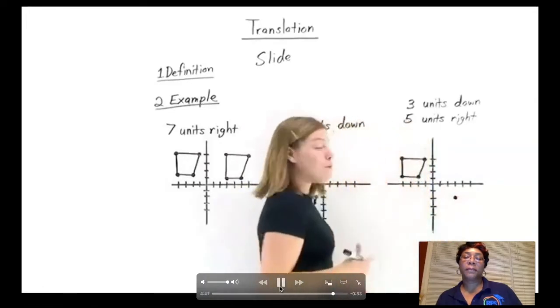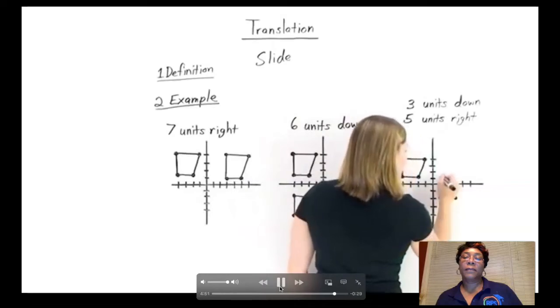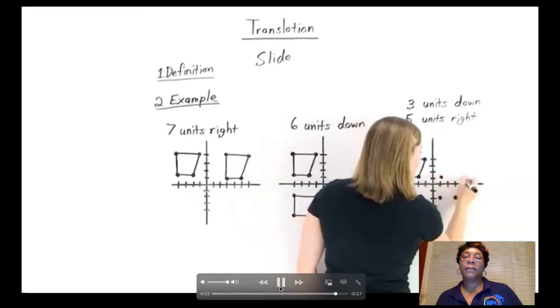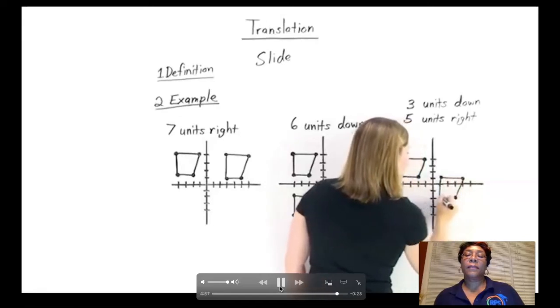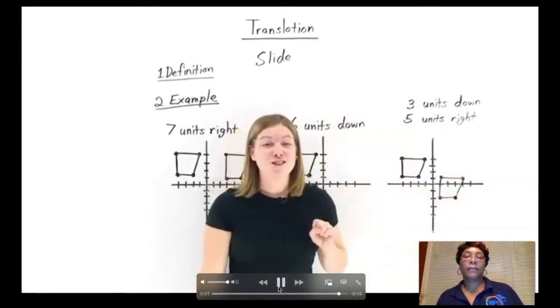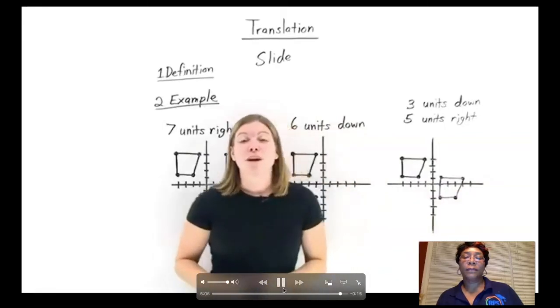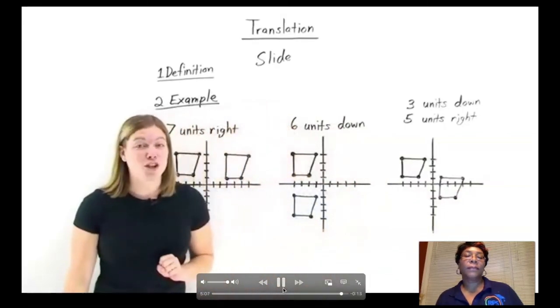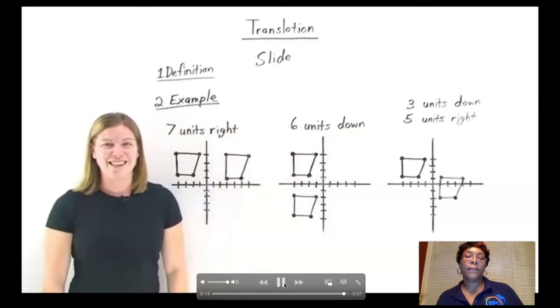Then again, we pick points on our figure and we plot those new points on our coordinate plane. When we connect these points, we get our new figure, or our image. And this image is the same size, shape, and orientation as the original figure. So remember, a translation is a transformation that moves each point in a figure the same distance and in the same direction.